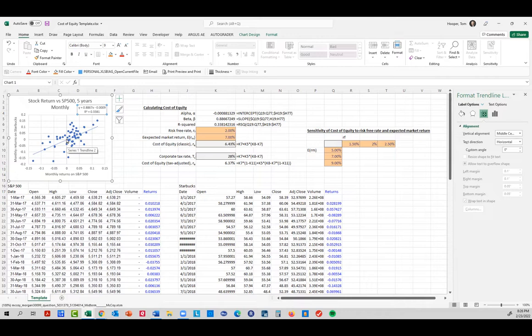So where does that line cross the y-axis? If m, the slope of this line, is beta, y equals mx plus b, or y equals beta x plus alpha. Alpha is the y-intercept where this line crosses. And what that says is, on a day when the S&P was neither up nor down, on average, what's Starbucks going to do? Well, if Starbucks tends to be positive even when the broader market doesn't change any, that's a good thing.